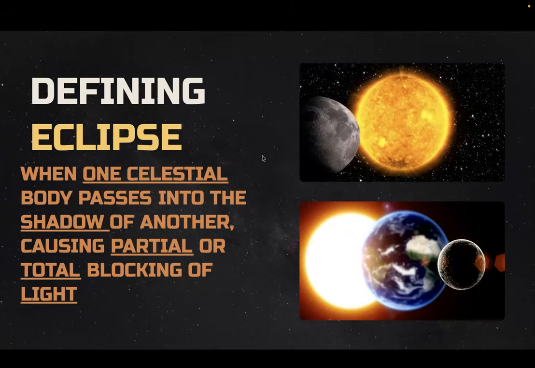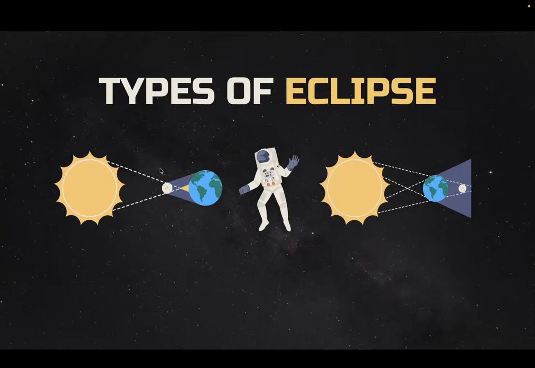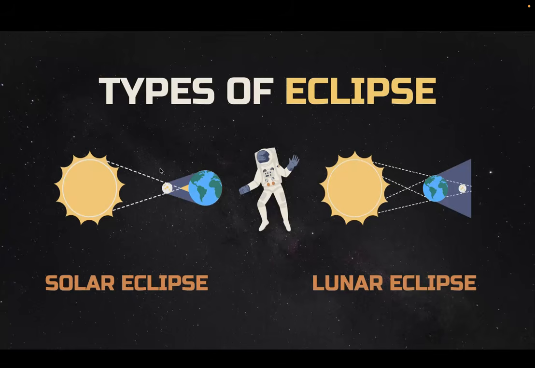You can pause this EdPuzzle as often as you need so that you can copy down the words onto your paper. If I'm going too fast for you, just press pause and copy down the words. Celestial body just means something up in space. So in this case, we're going to be talking about the sun, the earth, and the moon passing into the shadow of one or the other, causing either partial or total blocking of light. There are two types of eclipses we're going to learn about today. We're going to talk about solar eclipses and we're going to talk about lunar eclipses.